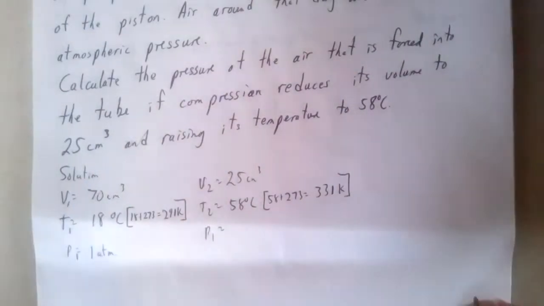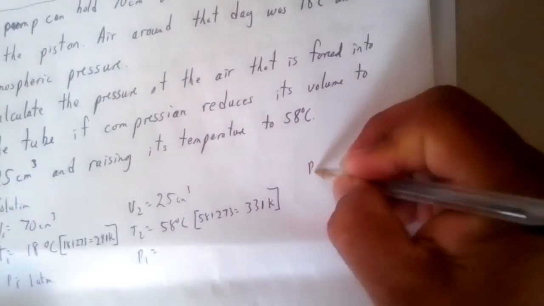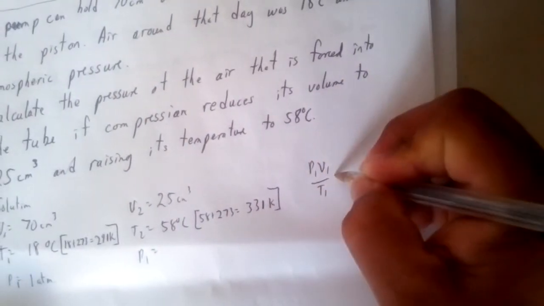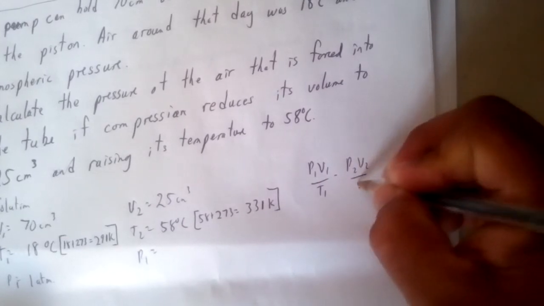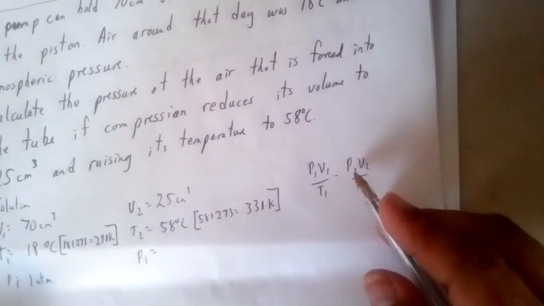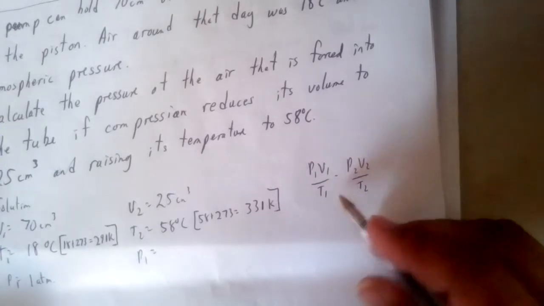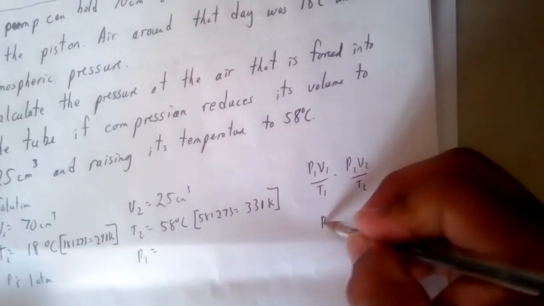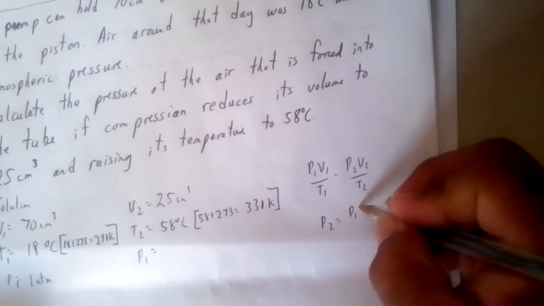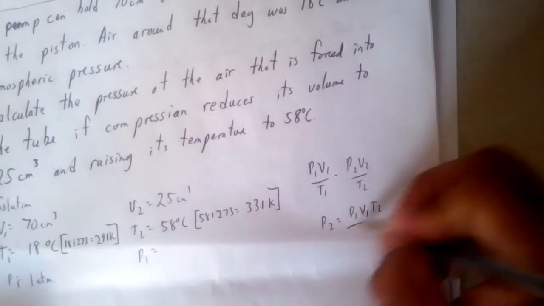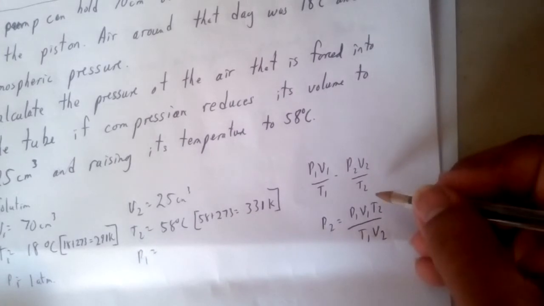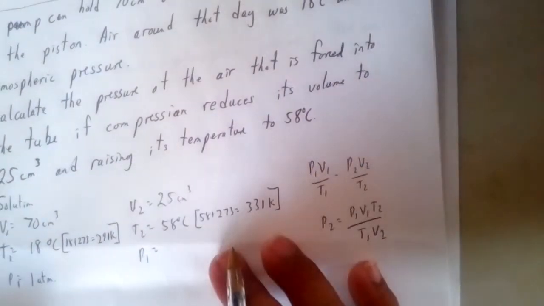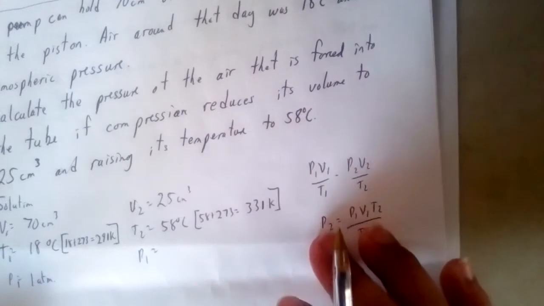Okay, so now we recall the equation: P1 V1 over temperature 1 equals P2 V2 over temperature 2. What we want is pressure 2, so we apply algebra here, and we end up with P2 equals P1 V1 T2 over T1 V2. There are some steps here that you need to know by now, especially the ones who are doing CXC physics. You need to be able to follow this.